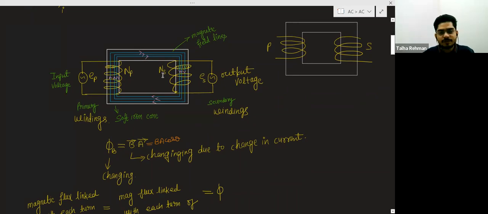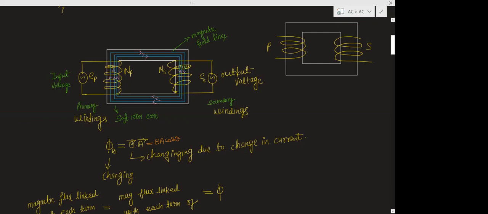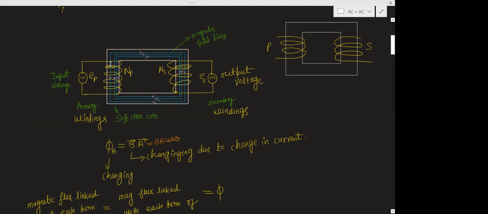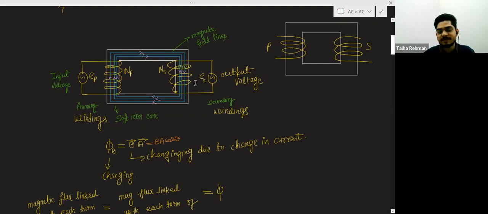For this coil and for this coil, the number of magnetic field lines crossing is the same. Three magnetic field lines are crossing here, and three are crossing here. Magnetic flux is the number of magnetic field lines crossing per unit area. So across this coil and across this coil, the magnetic flux is the same. Across each coil of the primary winding and across each coil of the secondary winding, the magnetic flux is the same.